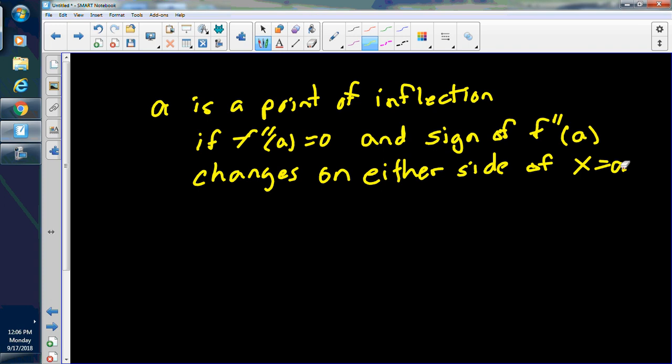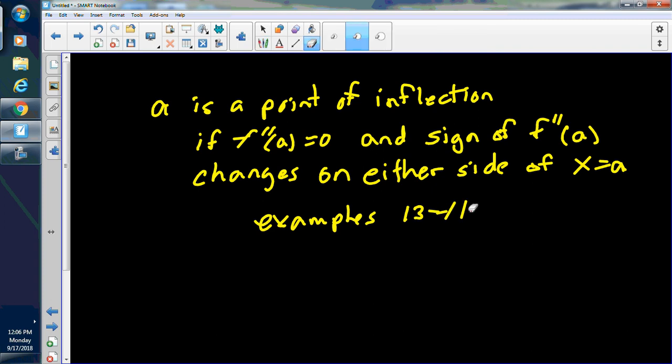Our textbook has several examples, examples 13 through 16, that show you how you can find the points of inflection. I'm going to try a couple here. If the pen still keeps acting up, I'm just going to leave those examples for you.